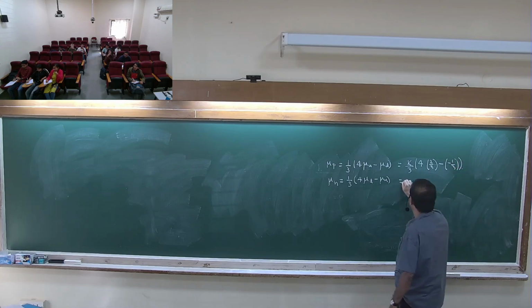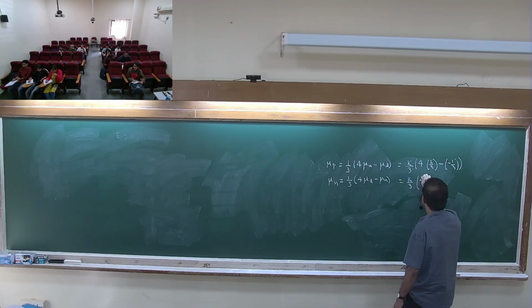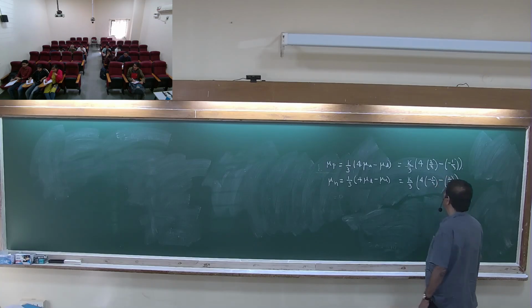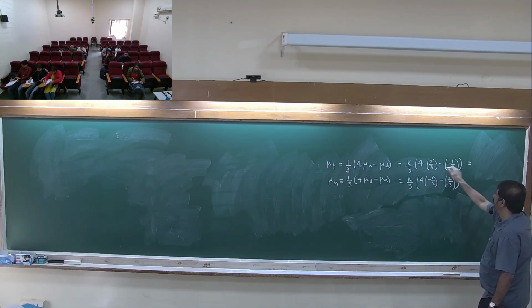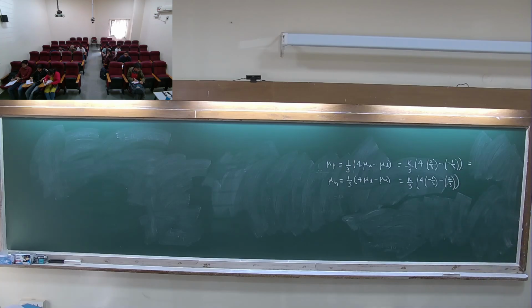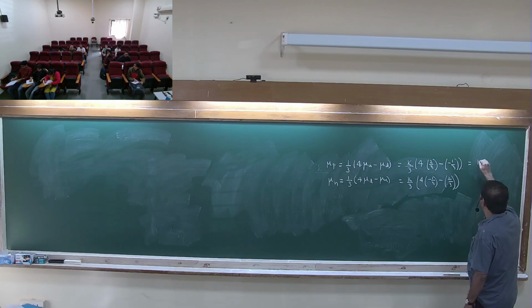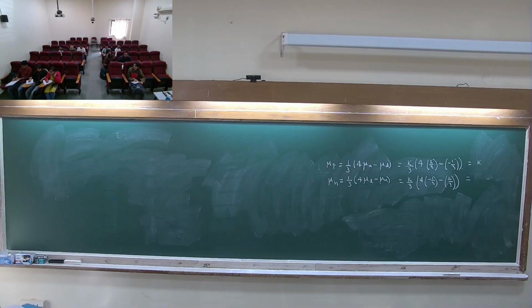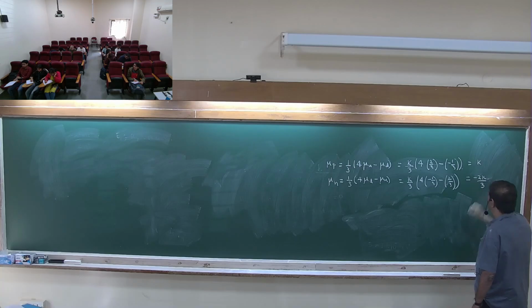And here what should I get? This is 4 times minus 1 by 3 minus 2 by 3. Now please calculate these for me, what these factors are. 8 by 9, right? Is just k, and this thing here is minus 2k by 3.